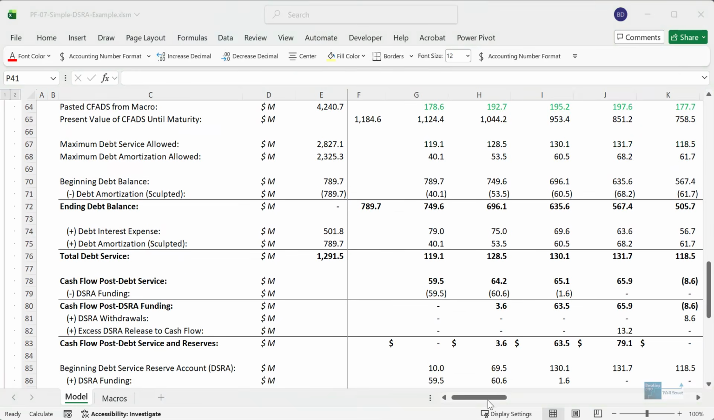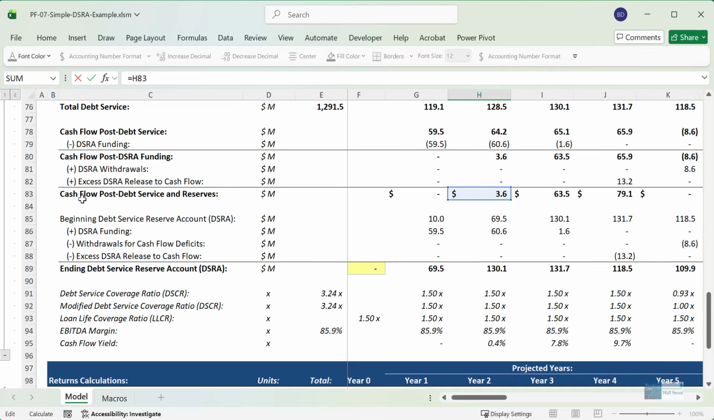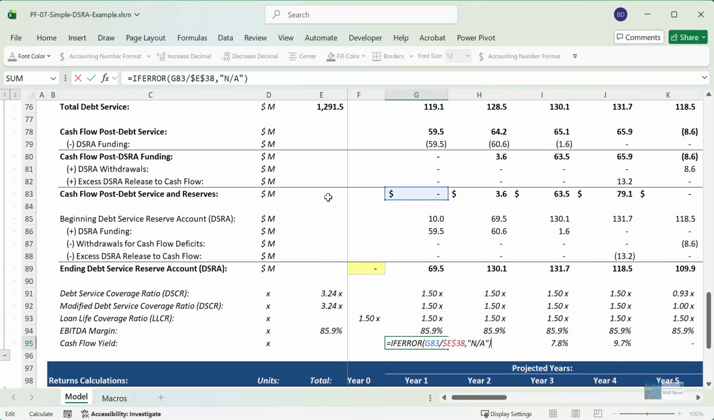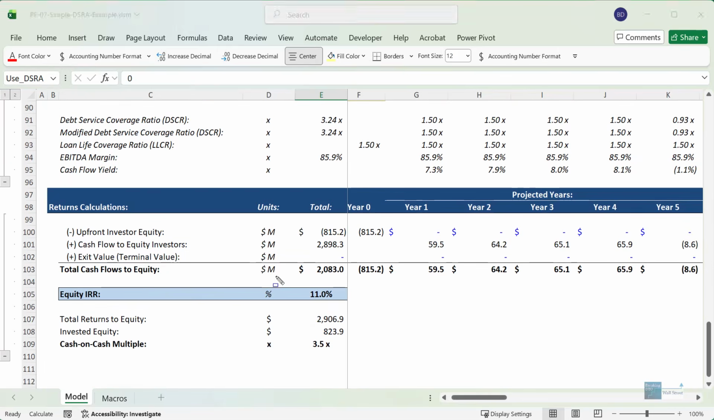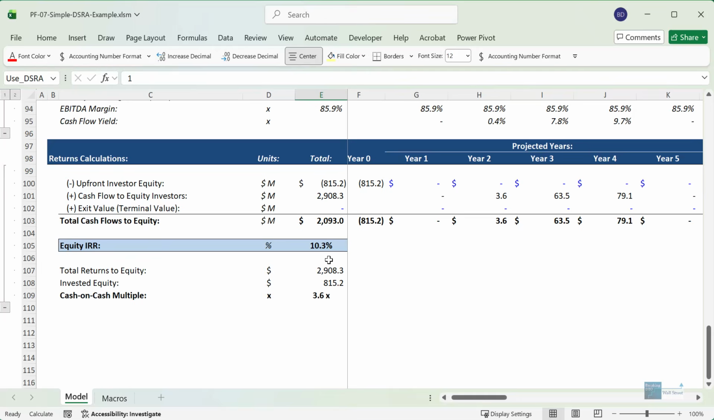If you look at the overall impact on the rest of this, you can see that in the returns calculations, the cash flows to equity investors here are now being linked to the cash flow post-debt service and reserves. So we want the cash flows after all these items. Also, the cash flow yield here has been relinked, and it's now linked to the same cash flow post-debt service and reserve line. If you consider the impact on the returns here, let's go up and look at this. If I enter 0 for the DSRA, so we're no longer using it at all, the equity IRR here is 11%, whereas if we enable this now and set this to 1, now the equity IRR falls to 10%.